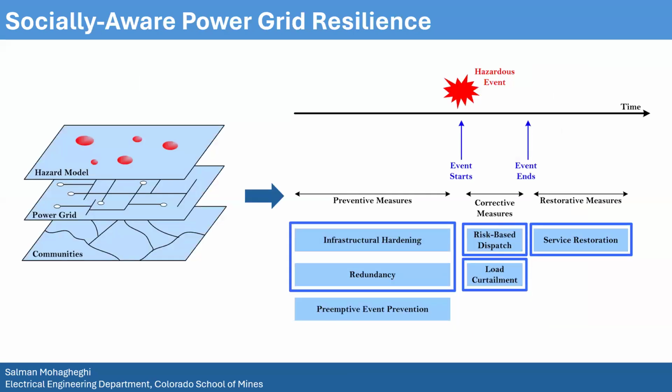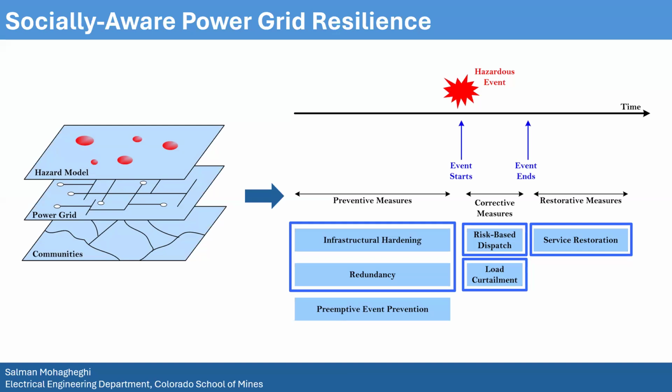Now, with this information at hand, we can perform power grid resilience in a socially aware fashion. This requires a hierarchical approach in which we consider both the spatiotemporal characteristic of the event under study, let's say a type of natural disaster, as well as the power grid, and then we overlay both of them on the map of the communities, on the map of social vulnerabilities of the communities, and assess everything within a unified framework.